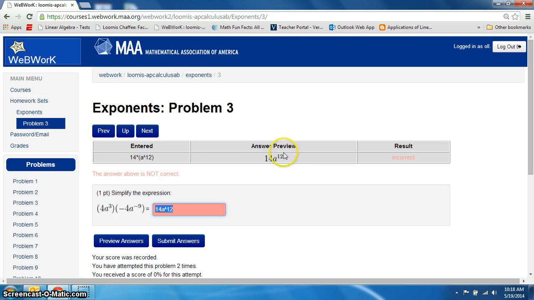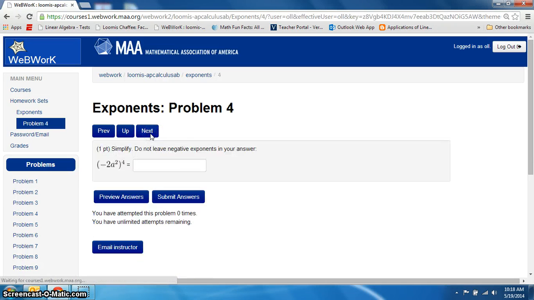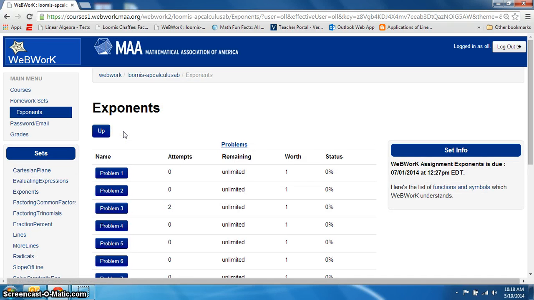The answer preview is the nicer notation of what you wrote, so that you are sure that that's what you mean for the answer, and the result tells you whether the answer is correct or not. After you've done a problem, you can press next or previous to move up and down on the problem sets. There's also an option to email the instructor if you have any questions, and the up button will give you back to the front page of that problem set.